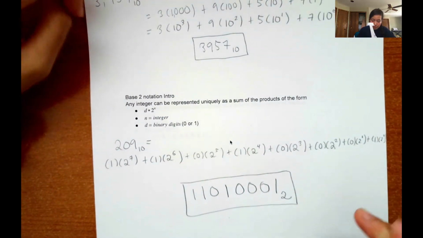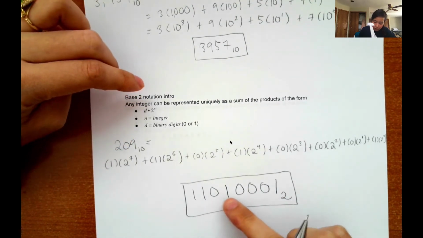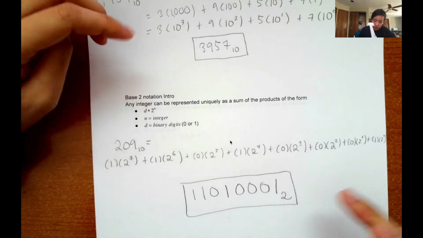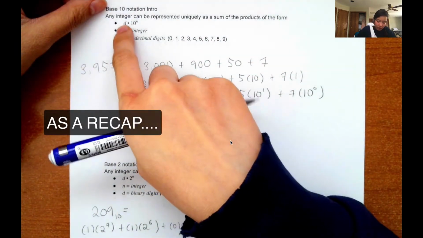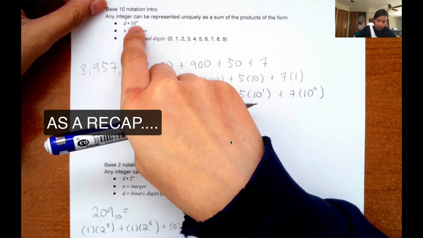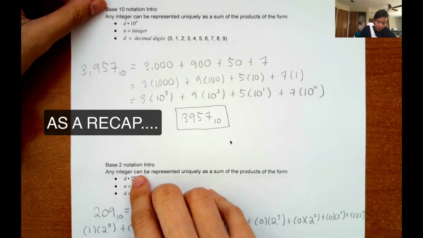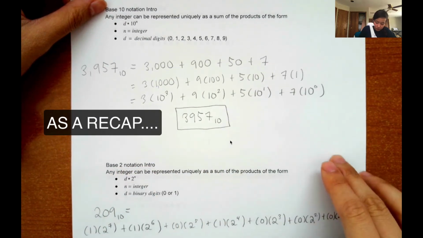And there you have it. 209 in base 10 is equal to 11010001 in base 2. I took d times whatever base it's in to the nth power. So in this case, it's 10 to the nth power since it's base 10. And here it's 2 to the nth power since it's base 2.